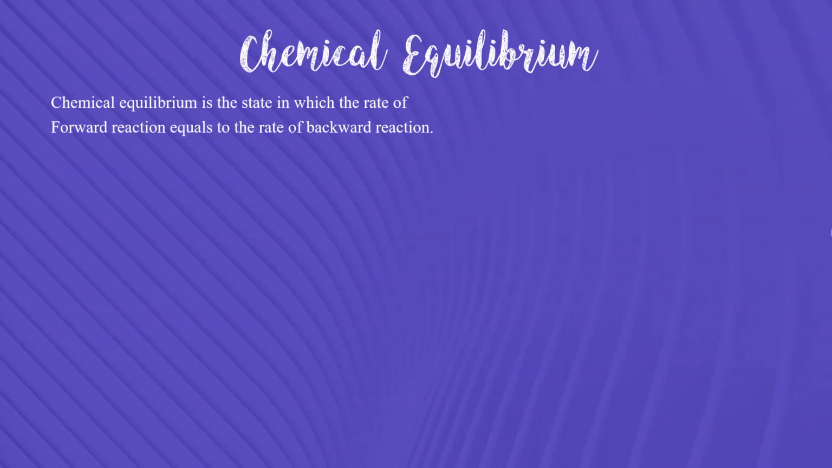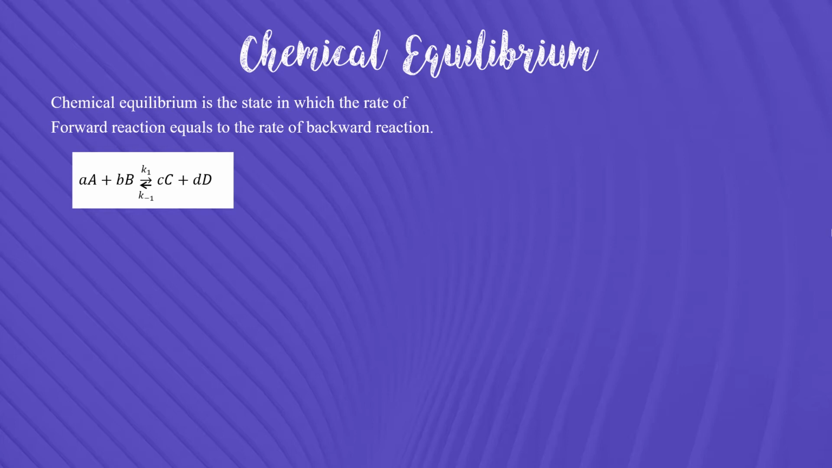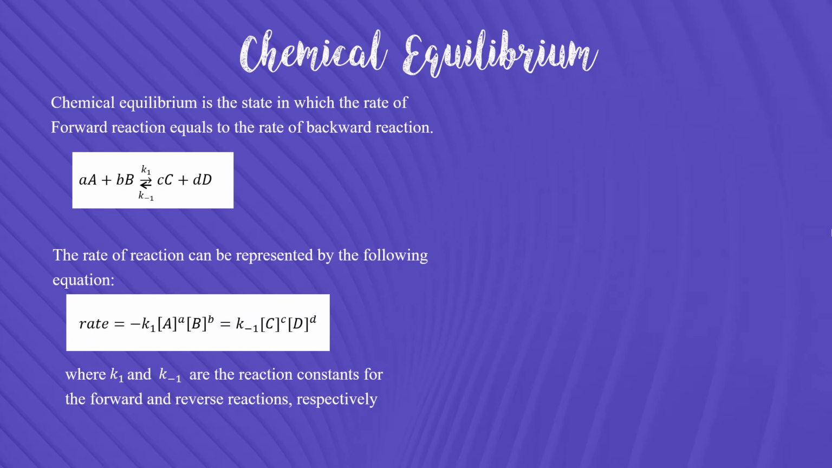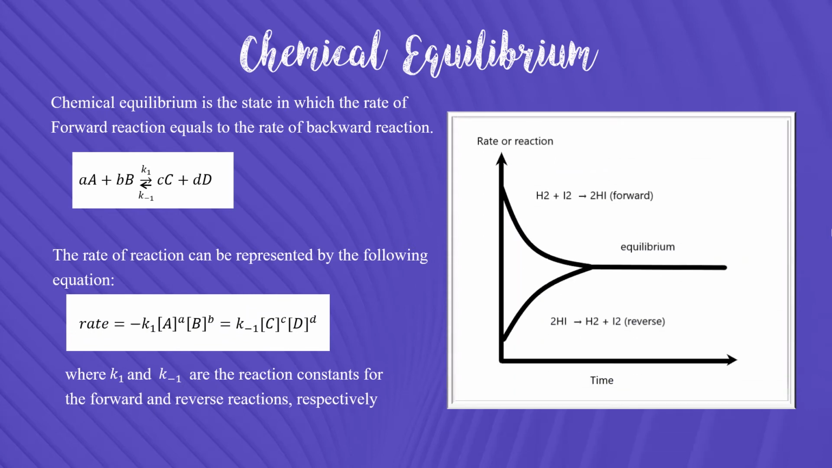Finally, chemical equilibrium. Chemical equilibrium is the state in which the rate of forward reaction equals the rate of backward reaction. The rate of reaction can be represented by the following equation. The graph on the right is a graph of rate of reaction against time. We can see that chemical equilibrium is achieved when the rate of reaction of both forward and reverse reaction are the same.